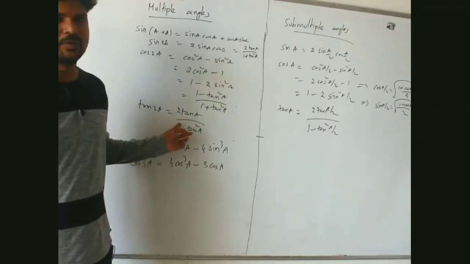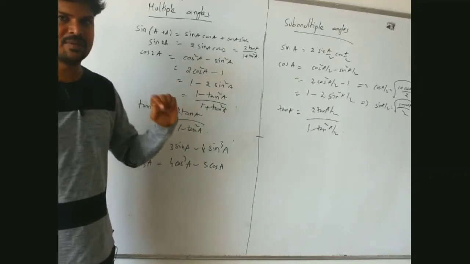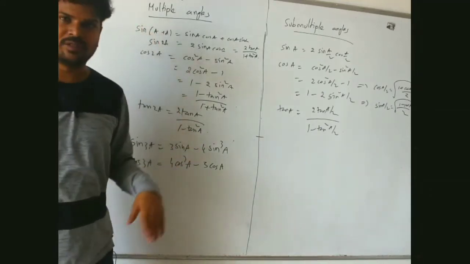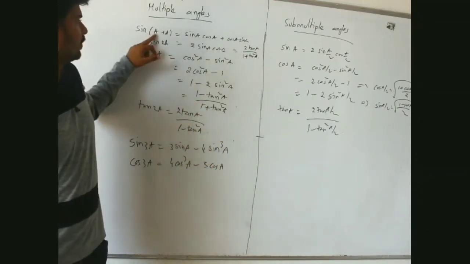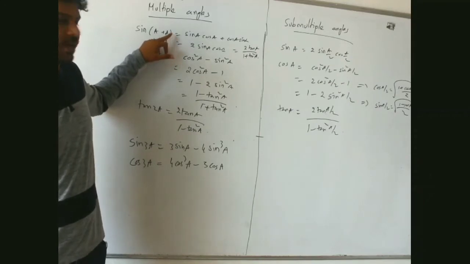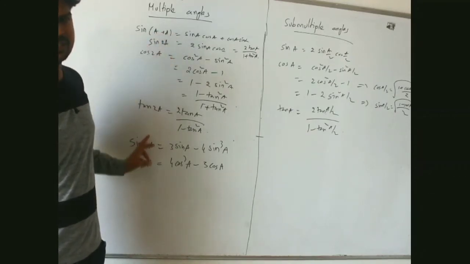Similarly, apply for tan 2A. Just in the place of B, substitute A, you will get these formulas. Got it? If you want something more, that is 3A, 4A, like that, take A on one side, and in the place of the other A, take 2A. What happens is 2A plus A, 3A, and you will get the sin 3A formula.